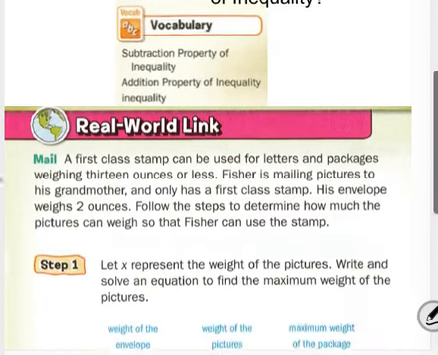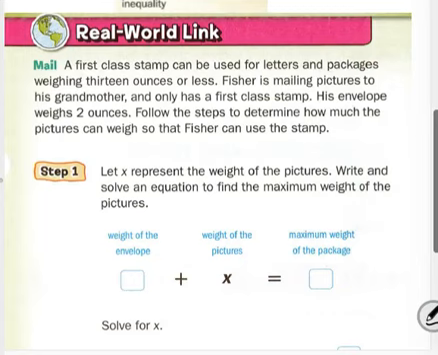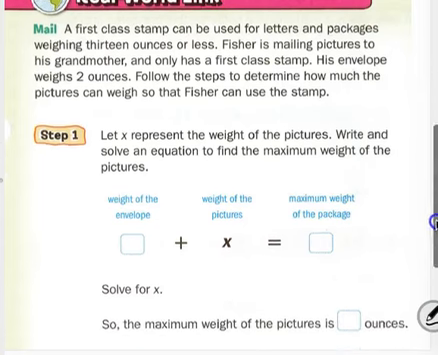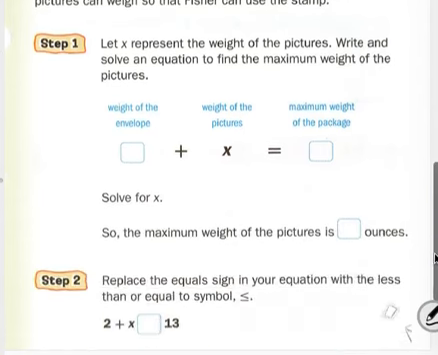All right, so let's get started down here. It says a first class stamp can be used for letters and packages weighing 13 ounces or less. Fisher is mailing pictures to his grandmother and only has a first class stamp. His envelope weighs 2 ounces. Find the steps to determine how much the picture can weigh so that Fisher can use the stamp. So step 1 says let X represent the weight of the pictures. Write and solve an equation to find the maximum weight of the pictures.